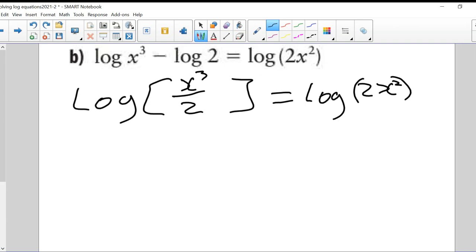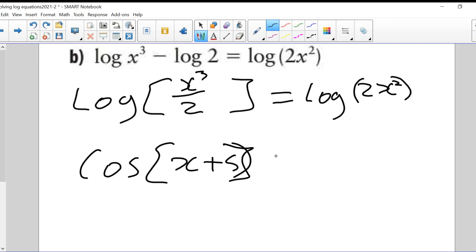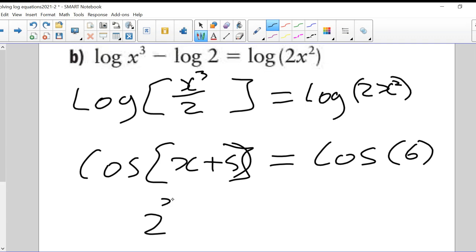Remember back when we had, I'm going to give you an example of something that we did in our trigonometry unit. The cosine, I'm just going to make something up on the fly here, of x plus 5 is equal to the cosine of, let's just say, 6. What did we do in a case like this? Or, let me show you something else. 2 to the power of x plus 5 is equal to 2 to the power of 3x plus 1. What do we do in a case like that? Cancel out the base. Cancel out the log.